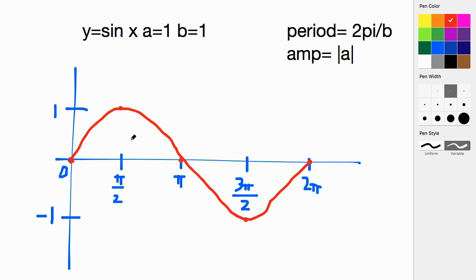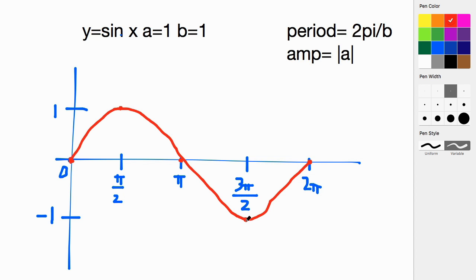Let me just summarize one more time. We started at its midline. The midline here is the x-axis, which is y equals 0. We went up to the maximum, which is at pi over 2, and the y coordinate is +1. We went back down through the midpoint, which is halfway through its period, where it hits 0 again.